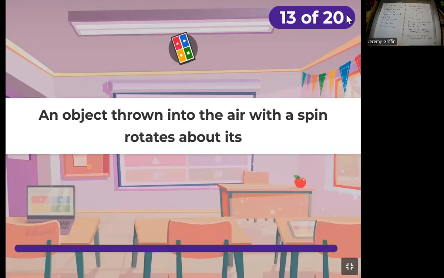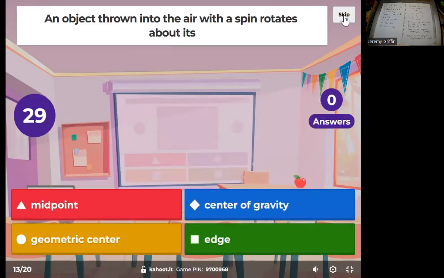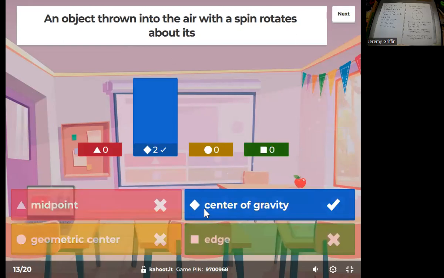An object thrown into the air with a spin rotates about its... I'm going to say center of mass, center of gravity. Right? That's the other way. I told you guys you can find center of mass, center of gravity. Right? Throw it in the air, it's going to rotate about that point.